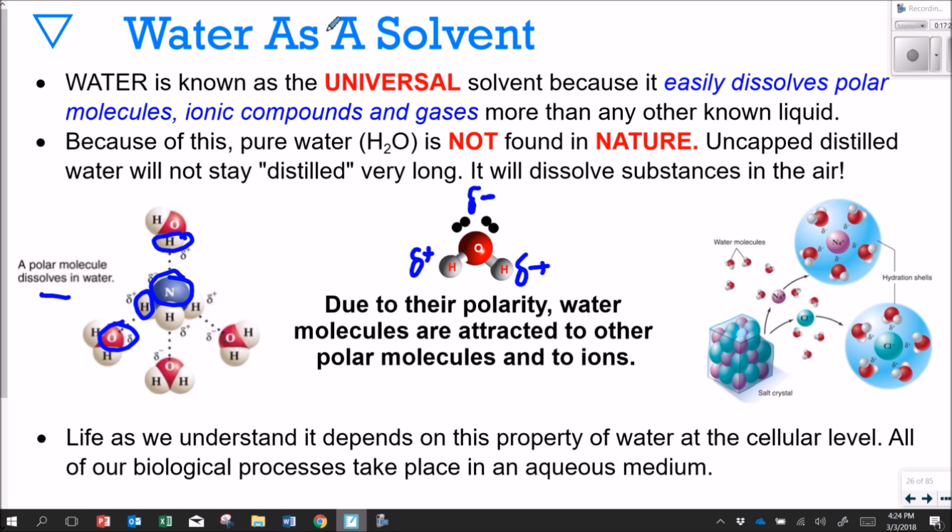With water dissolving an ionic compound like sodium chloride, the positive sodium ions are attracted to the negative oxygen side, and the negative chloride ions will be attracted to the positive hydrogen side of the molecule. Life as we understand it really depends on water being a good solvent, because at the cellular level, all of our biological processes will take place in an aqueous medium.